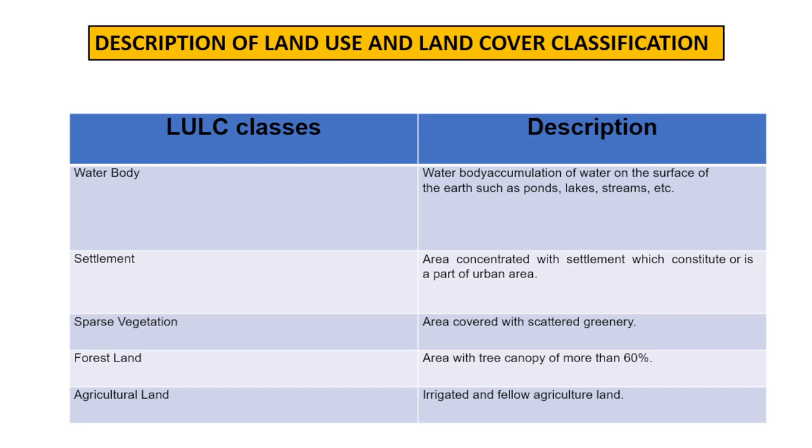Agricultural land. This category includes irrigated and fallow agricultural lands. It highlights areas used for farming and agriculture. These classifications are essential to analyze the land use and land cover.